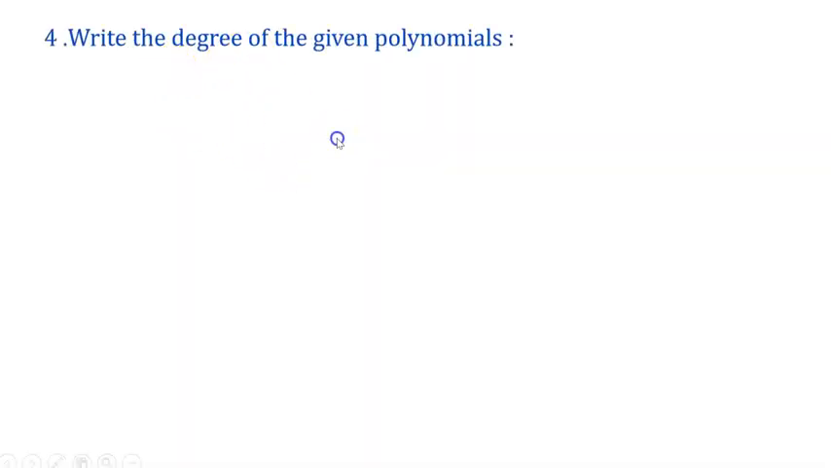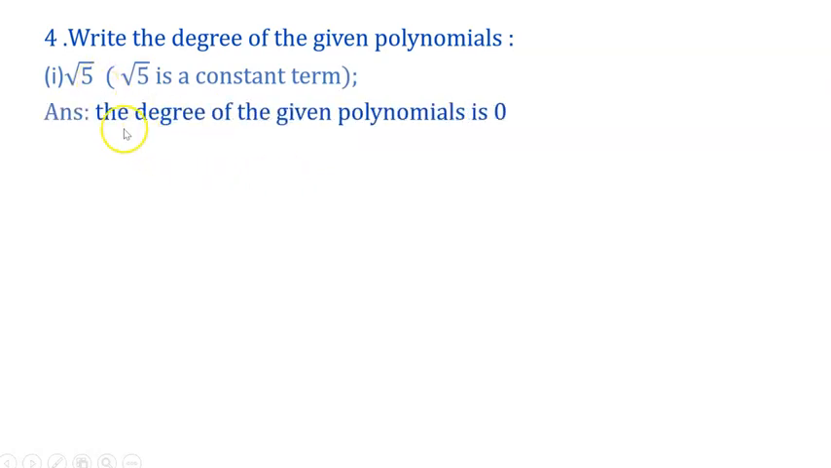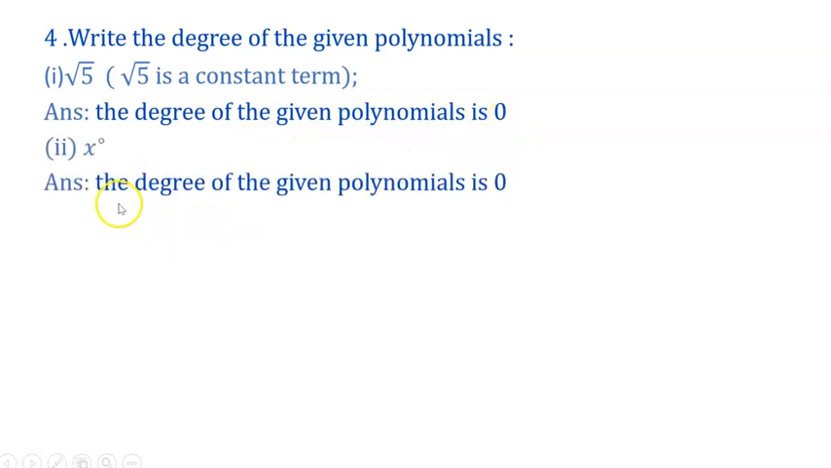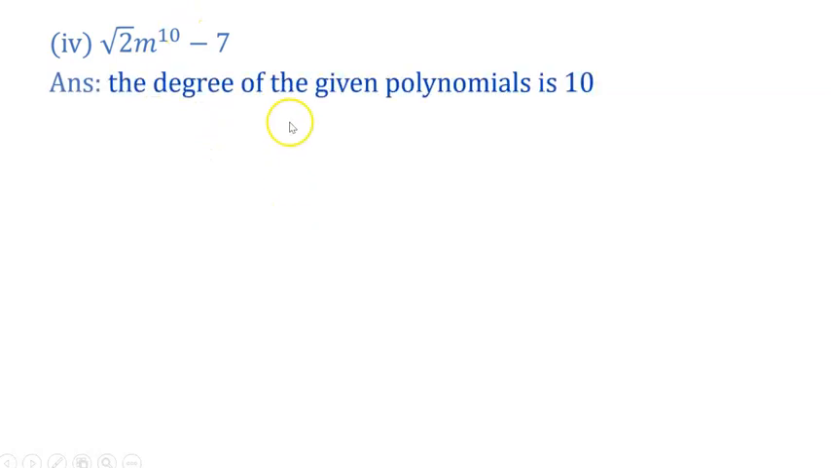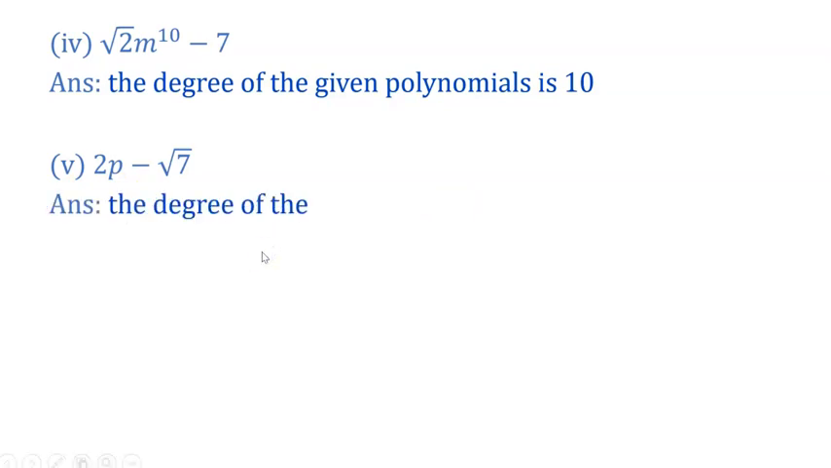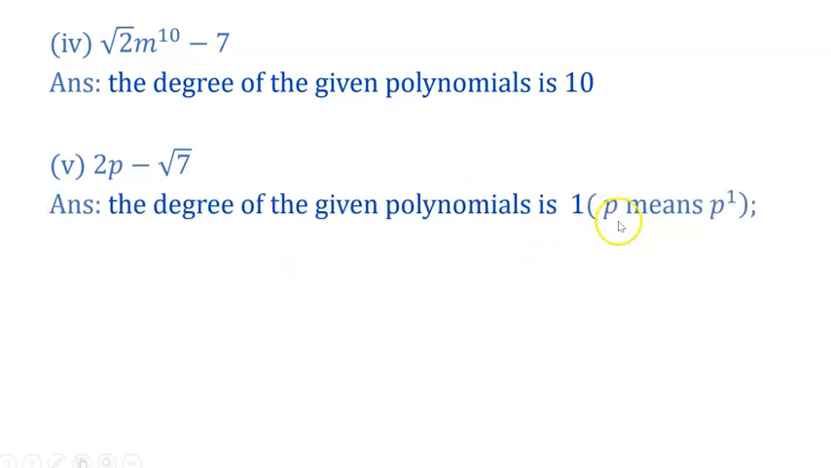Now next question. Write the degree of the given polynomials. First, root 5. Root 5 is a constant term. The degree of the given polynomial is 0. Next, x raised to 0. Therefore, the degree is 0 here. x square, the degree is 2. Next, root 2 m raised to 10 minus 7. The degree of the given polynomial is 10. 2p minus root 7. The degree is 1. The p means p raised to 1.